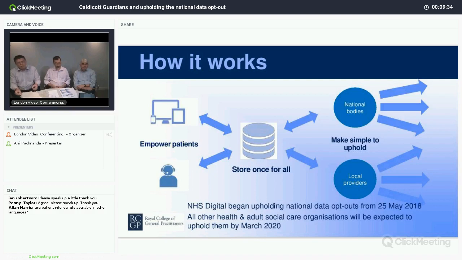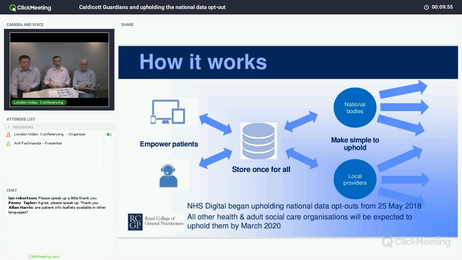So before we get into the upholding solution itself, this diagram that's up on the screen at the moment, we'll use this to talk you through the end-to-end solution around national data opt-outs. And over on the left-hand side there, it's all about empowering patients. So making sure that patients can set their opt-out.